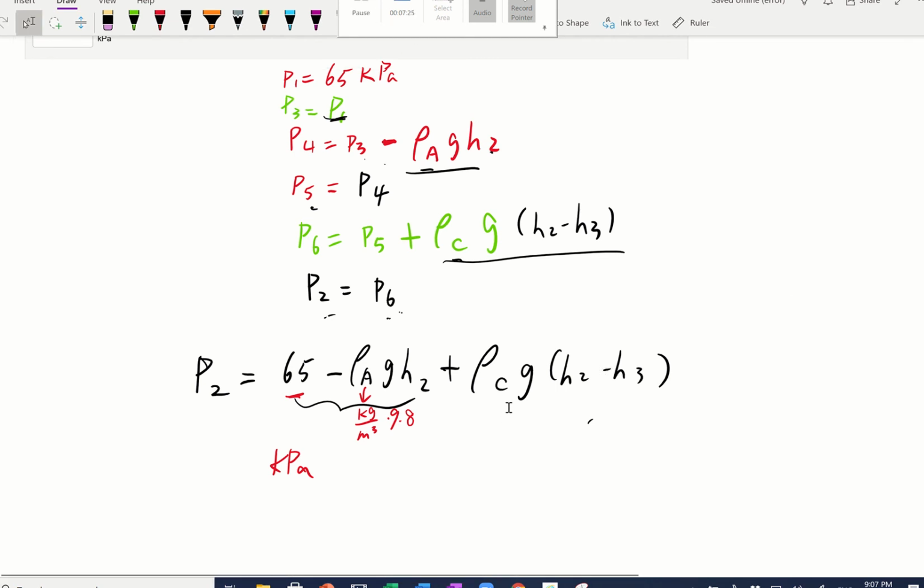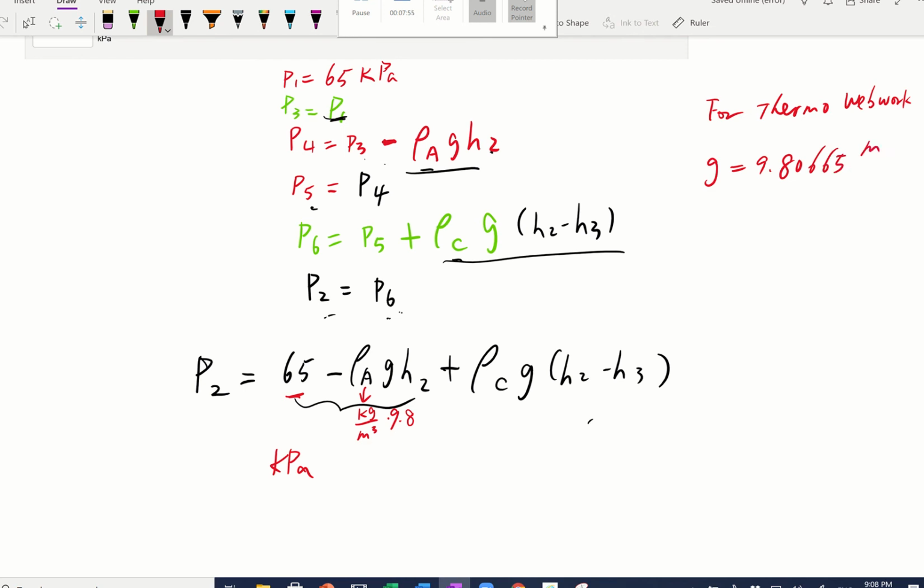Actually, here I'm going to emphasize something. WebWork is tricky in terms of numbers. So you need to make sure it's very precise because our tolerance is very small. So G here, for thermodynamics, I'm going to make a note for thermo WebWork problems. This G, we're going to use 9.80665 meters per second squared. Okay, pretty precise number here. So that's going to be the G.